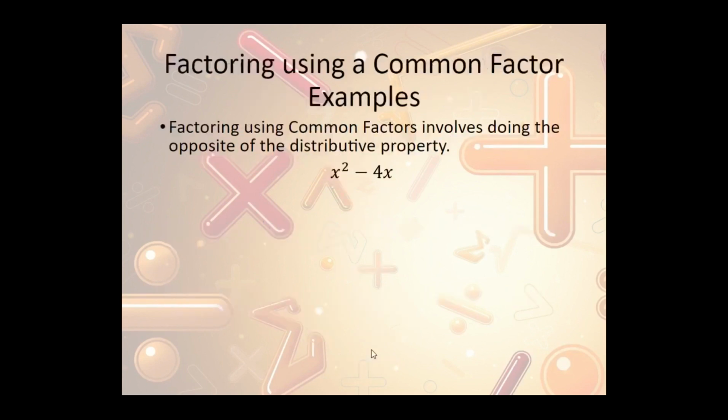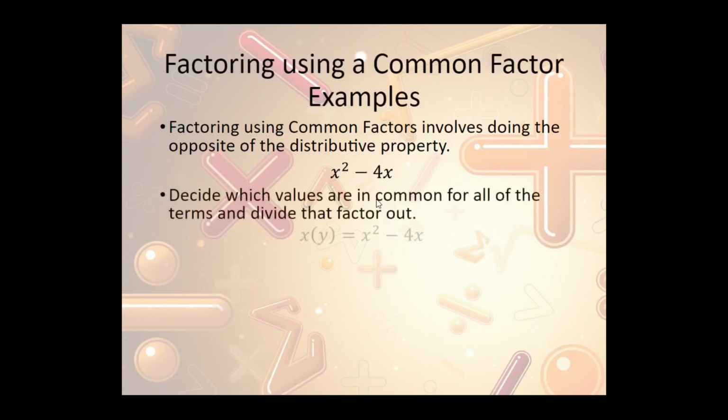So let's look at some examples. We have x squared minus 4x. We're looking for something that's in common that we can divide out of both of them. Well, we have an x in both of them, so we could divide that out. So we have x times something is equal to x squared minus 4x. We need to pull out an x, so we divide x squared by x. x squared divided by x is just x. And then negative 4x divided by x is just negative 4. So we get x times x minus 4.